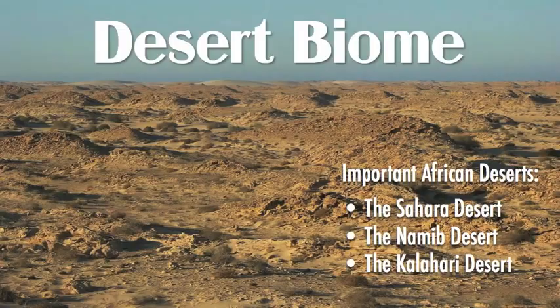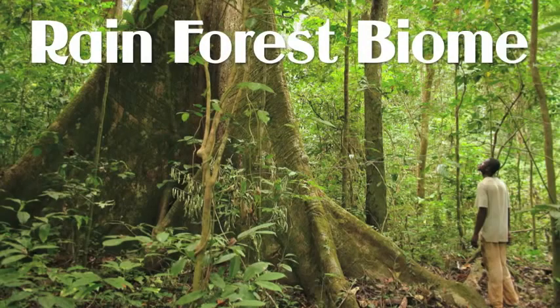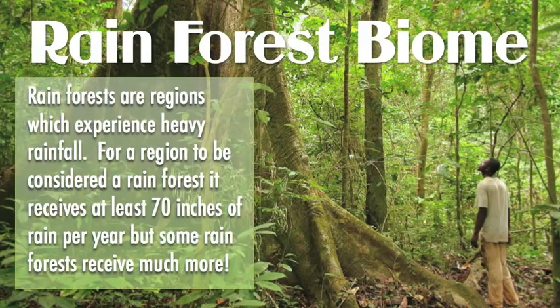All right, let's look in the other direction at rainforests. Now, while deserts were very dry, rainforests are very wet. Many parts of the African rainforest received over 100 inches of rain per year. That's a lot of rain.